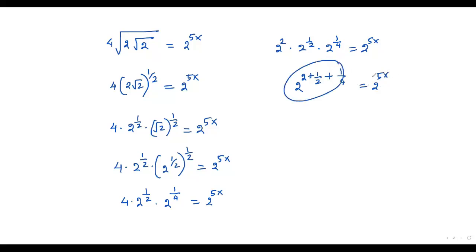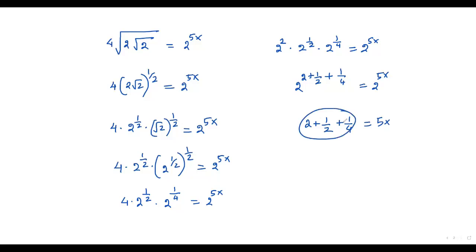Here this stuff and this stuff are equal. So the two terms are equal with the same base. The base on the left side is 2, the base on the right side is also 2. So whenever two terms are equal with the same base, we can equate the exponents. So if I equate the exponents, I'll get 2 + 1/2 + 1/4 equals 5x. Now we have to solve for x further.